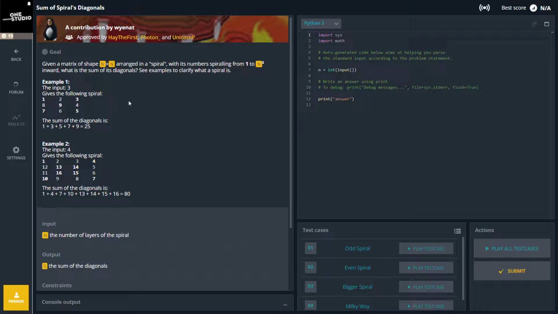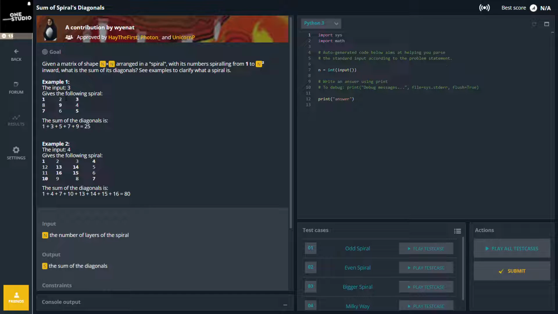Given a matrix of shape n times n arranged in a spiral with its numbers spiraling from 1 to n to the power of 2 inward, what is the sum of its diagonals? See examples to clarify what a spiral is.